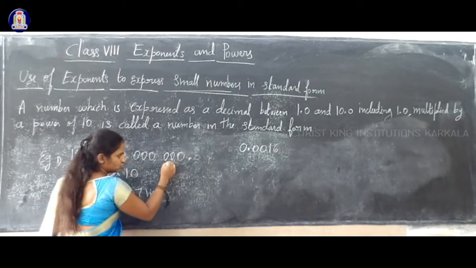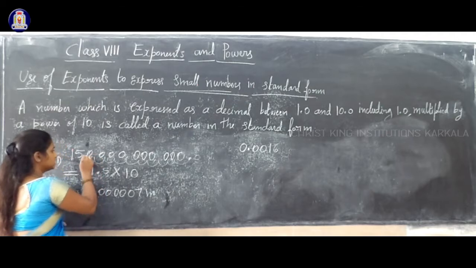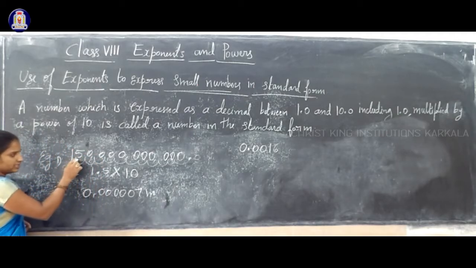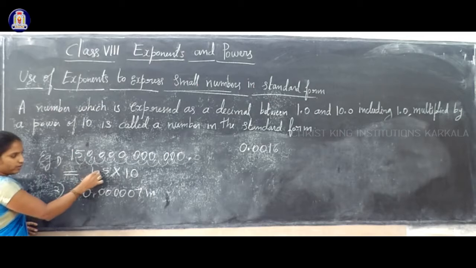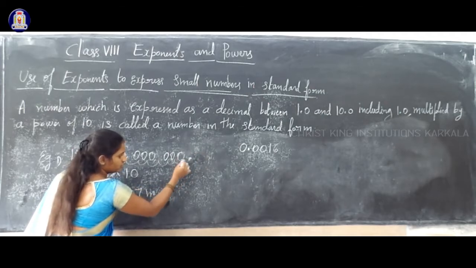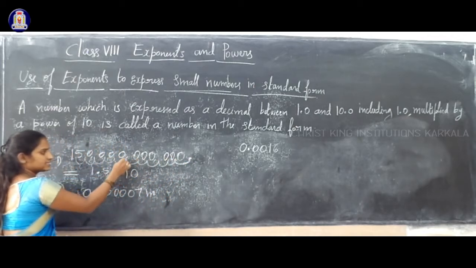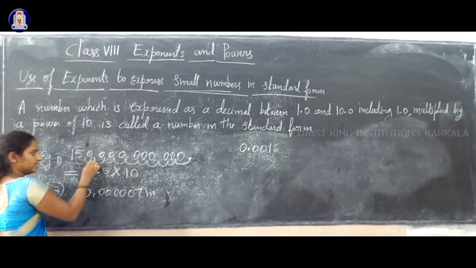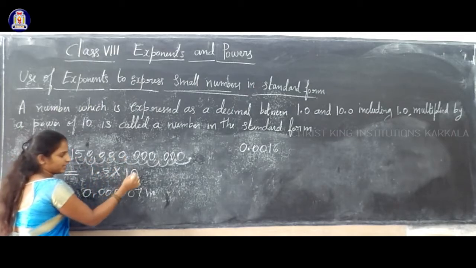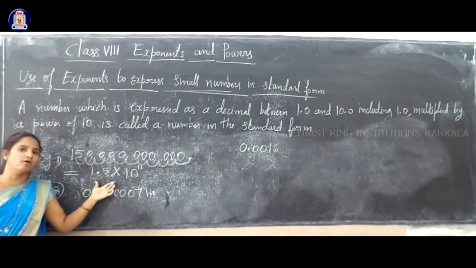See, 1, 2, 3, 4, 5, 6, 7, 8, 9, 10, 11. If you want to write the decimal point here, it is 1.5. So how many steps do we move to the left-hand side? The decimal point is in the last term, so you have to move to the left side. Count again: 1, 2, 3, 4, 5, 6, 7, 8, 9, 10, 11. So we can write 10 power 11. Understood? This is the standard form of the given number.